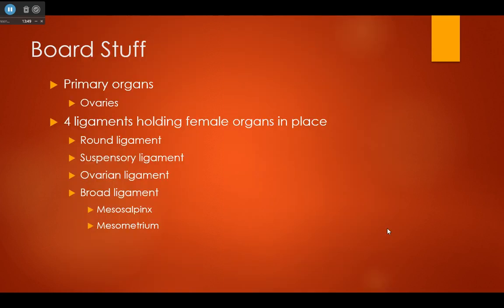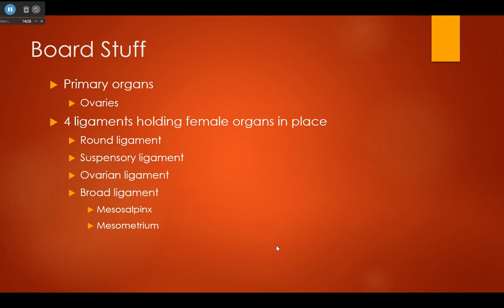Okay. Board stuff. So the primary organs for females are the ovaries. So they are going to make the gametes, the eggs, as well as the hormones, estrogen and progesterone. Now, as we saw on our model, there are 4 ligaments that hold the female reproductive structures in place so they don't fall or prolapse on any of the other organs. So we have the round ligament that attaches the uterus to the labia majora. We have the suspensory ligament that suspends the ovaries from top. We have the ovarian ligament that holds the ovaries in position by the uterus.